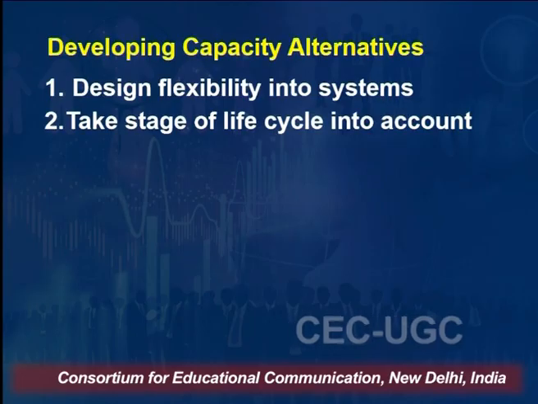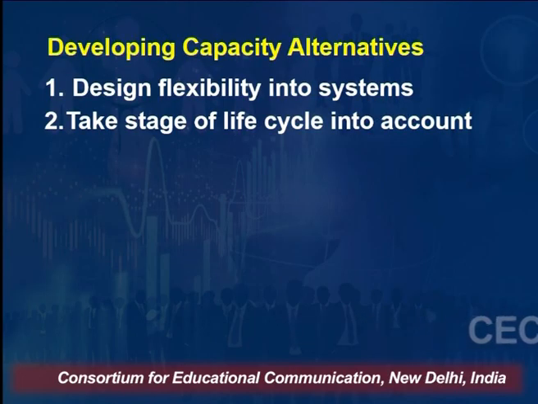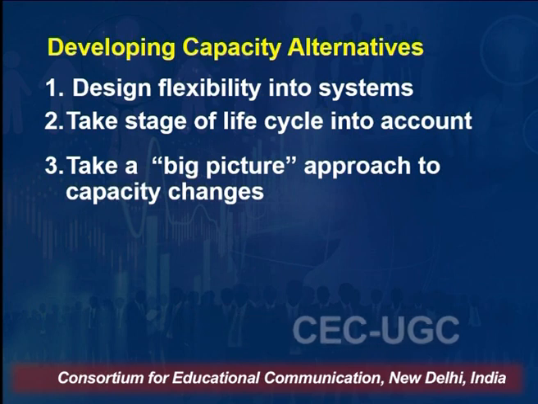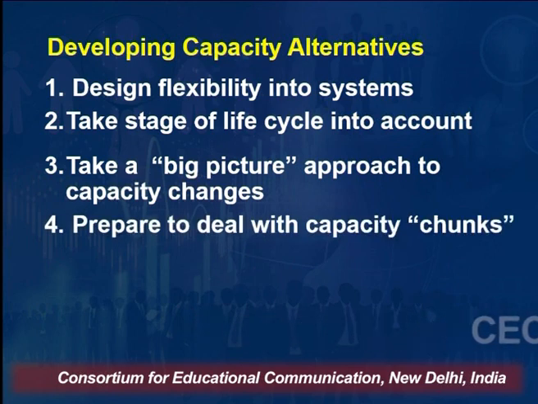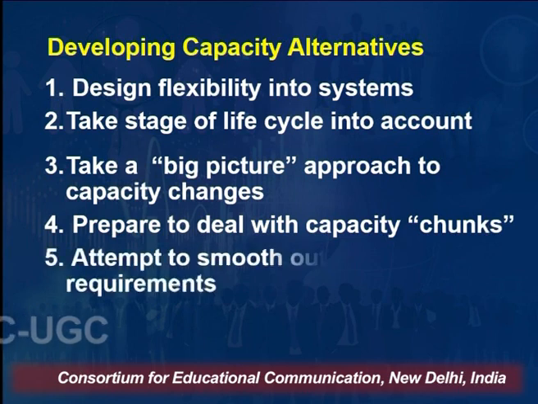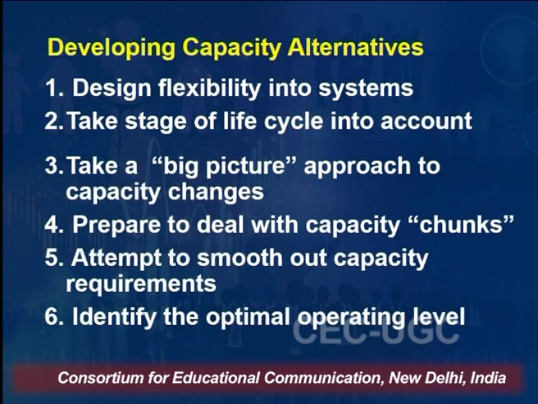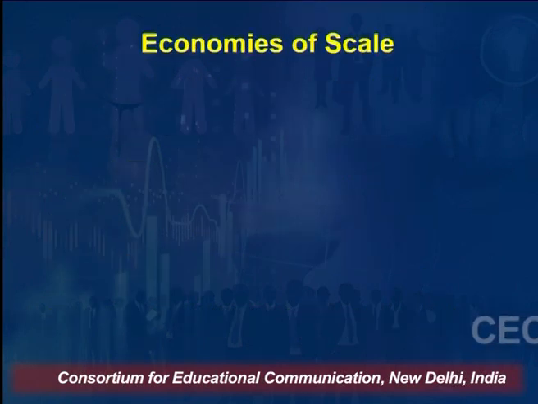So you have to develop flexibility into your systems. You have to take the life cycle of your product into account. As you have studied, the product life cycle has an introduction stage, a growth stage, a maturity stage, and a decline stage. Take a big picture approach to capacity changes. Prepare to deal with capacity chunks. Attempt to smooth out capacity requirements. Identify the optimal operating level.